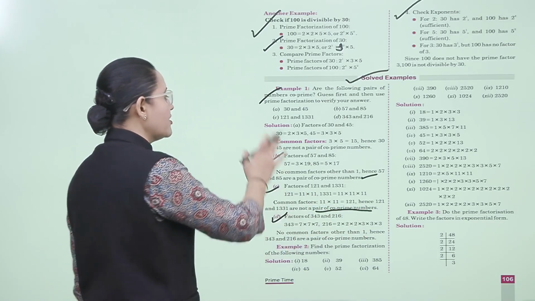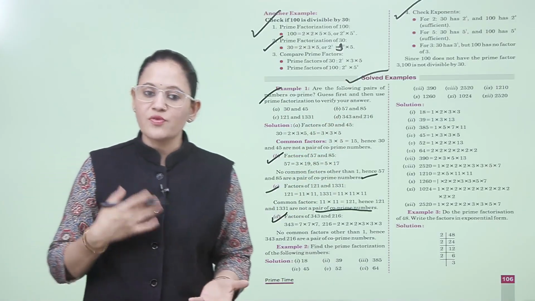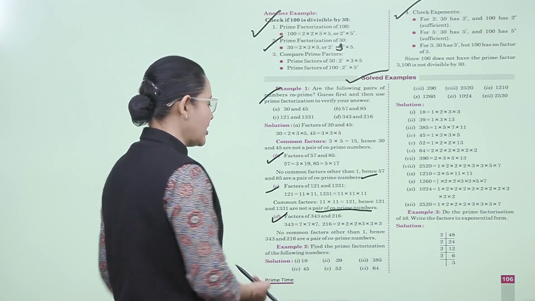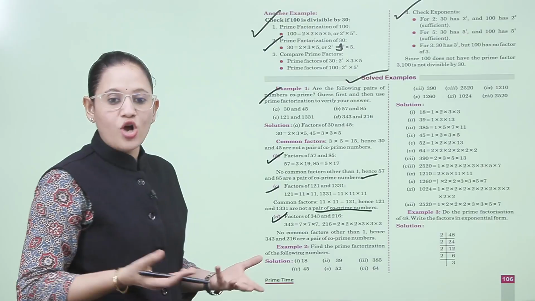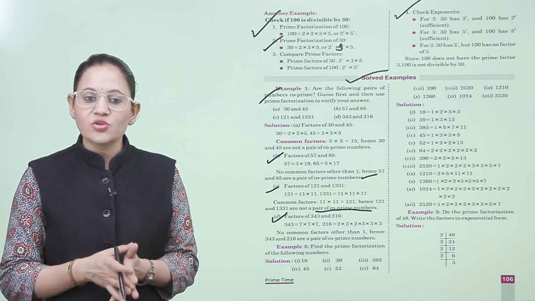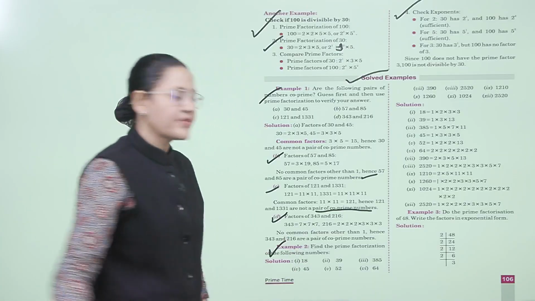Here we have to check whether 343 and 216 are co-prime numbers. First we'll find the prime factors of both the numbers and see if there is any common factor. We see there is no common factor other than 1, so they are a pair of co-prime numbers.